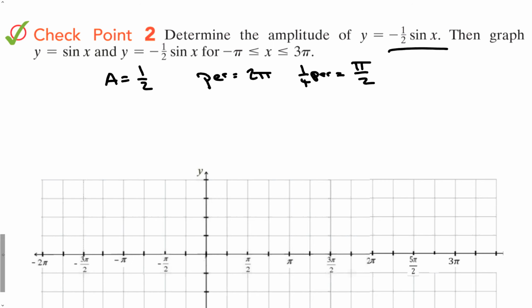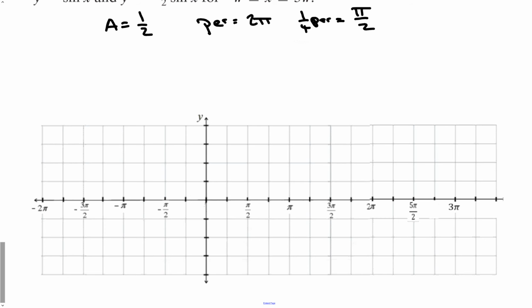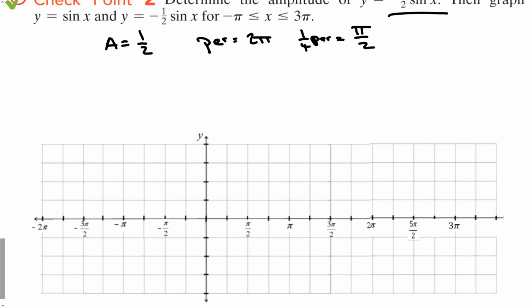Okay. My 5 key points, we'll put them right over here. We start at my 0. Then we add a quarter period, add another quarter.